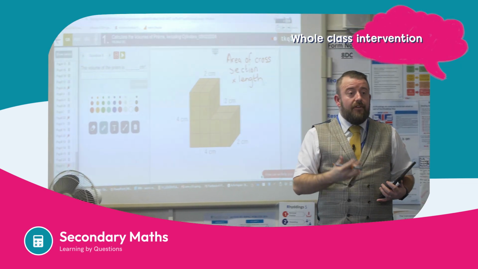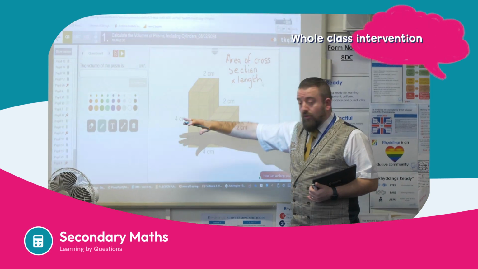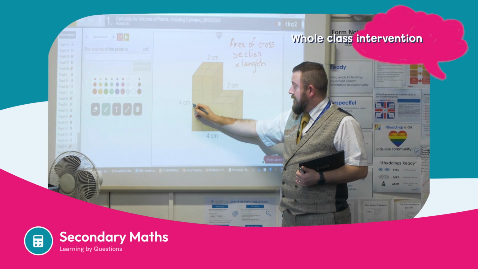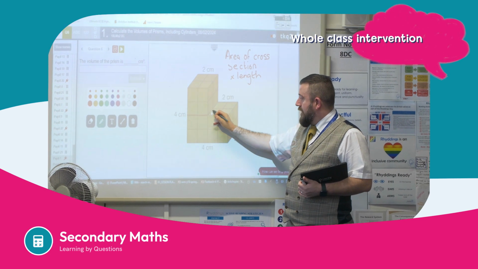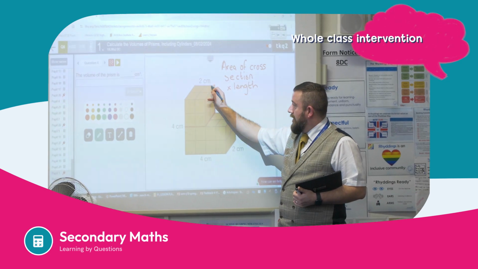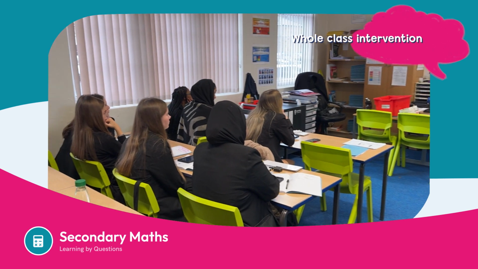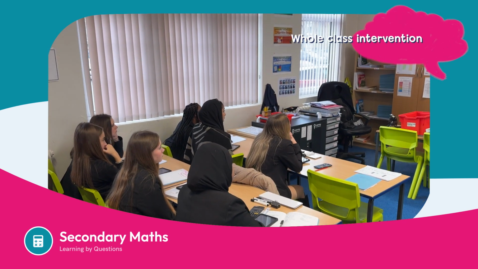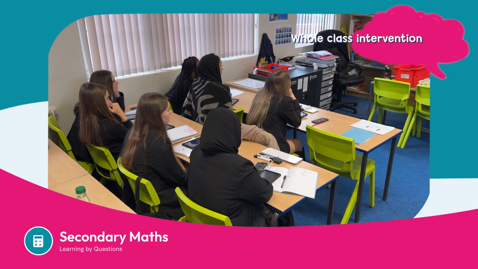So, in order to find this compound shape, I need to break it up into 2 different 3D shapes. So if I say this part is one shape, okay, so we've got a cube here, and now here we have a cuboid.